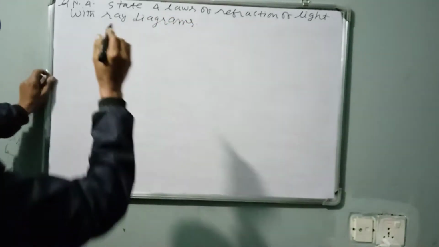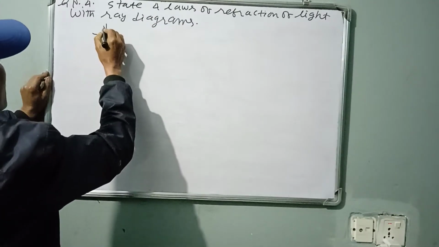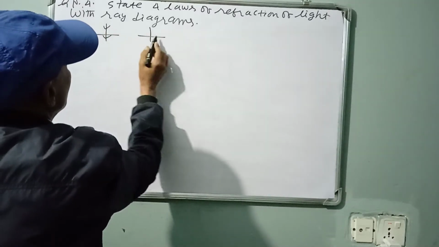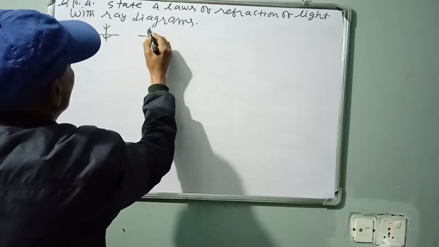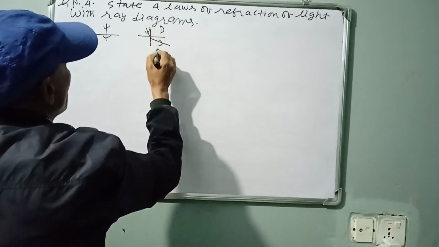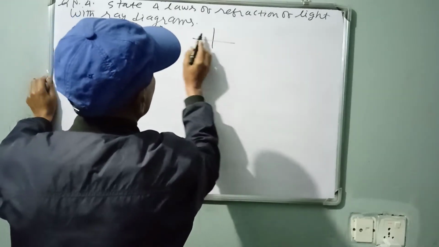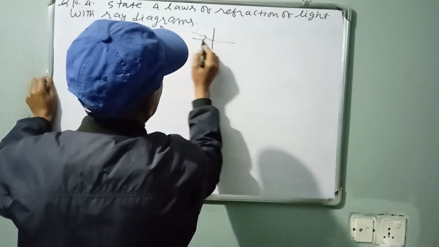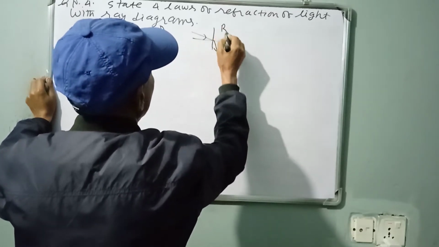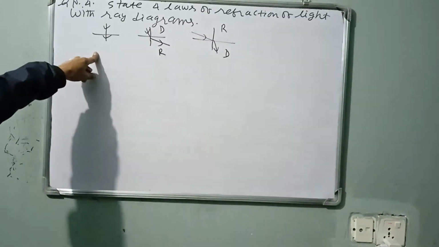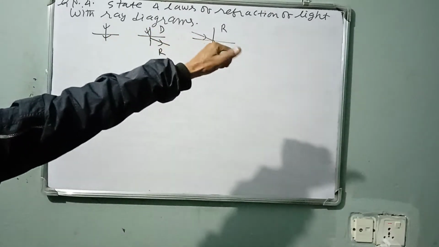You can write again: denser to rarer, rarer to denser. See, they are very helpful. These diagrams are very helpful. State four laws of refraction of light with ray diagrams.